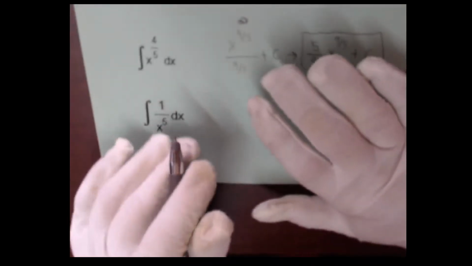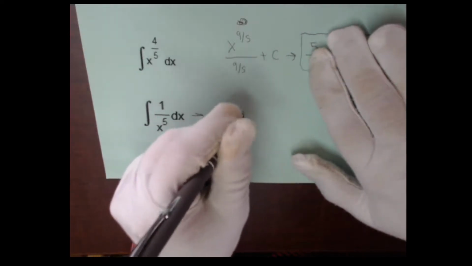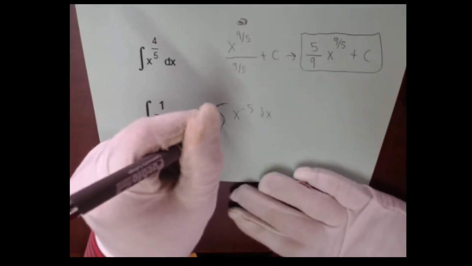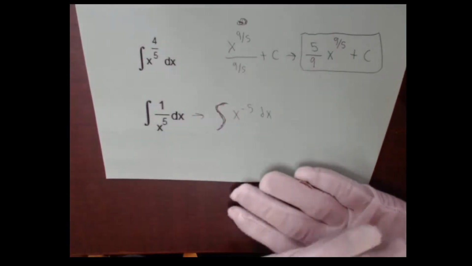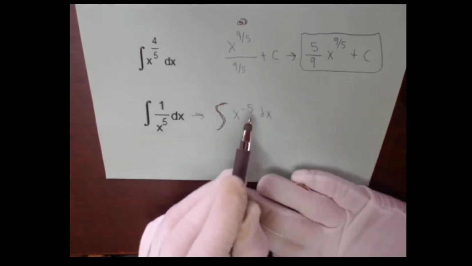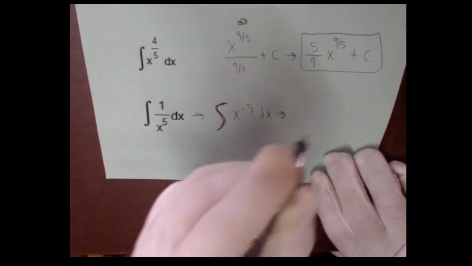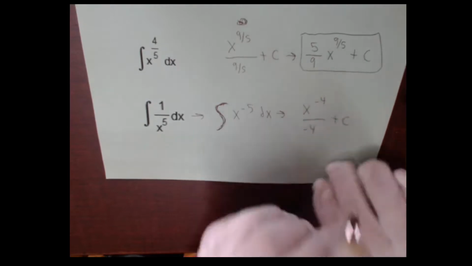Last one in this video: 1 over x to the 5. Let's find the antiderivative of this. It is helpful if we write it like this: the integral of x to the negative 5 dx. This integral symbol is like a giant S. It's not an S, but it's a better version of it. Sorry, that's not the best integral symbol ever. So 1 over x to the 5 is x to the negative 5. Now let's use that rule. We increase the power by 1 and divide by it being increased by 1. So the answer would be x to the -4 over -4, plus c.